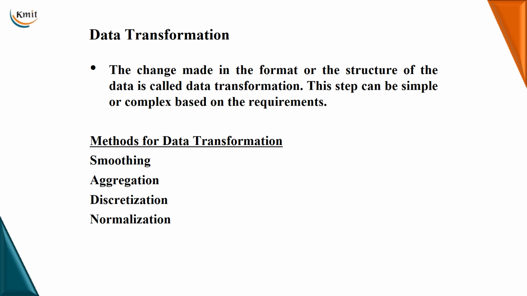The first one is your smoothing. What do you mean by smoothing? In the previous session, we have studied about binning. In binning, we have seen smoothing, wherein we handle your noise. So here, basically, smoothing is what? It reduces the incorrect information, or it reduces the errors. For such purpose, we use this smoothing.